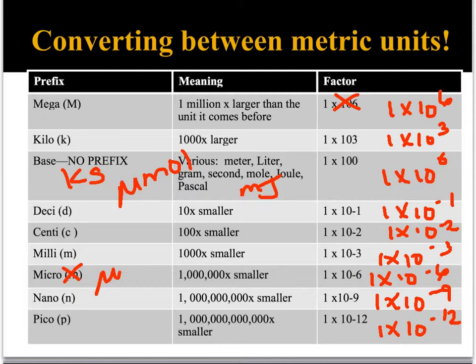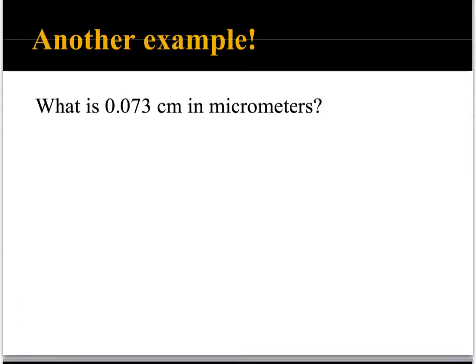Okay, so deci is 10 times smaller, centi 100 times smaller, milli 1,000 times smaller, micro 1 million times smaller than the base unit, nano 1 billion times smaller than the base unit, and pico is 1 trillion times smaller than the base unit.